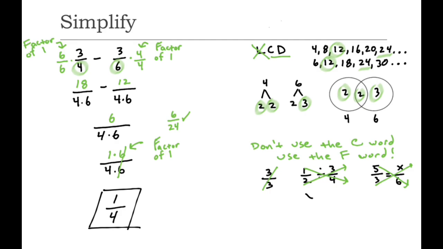They're hacks and tricks to try to get you to do the algorithm faster. What's going to end up happening is in algebra, you're going to end up incorrectly canceling things out that are not supposed to. So stay away from that C word, use the F word.